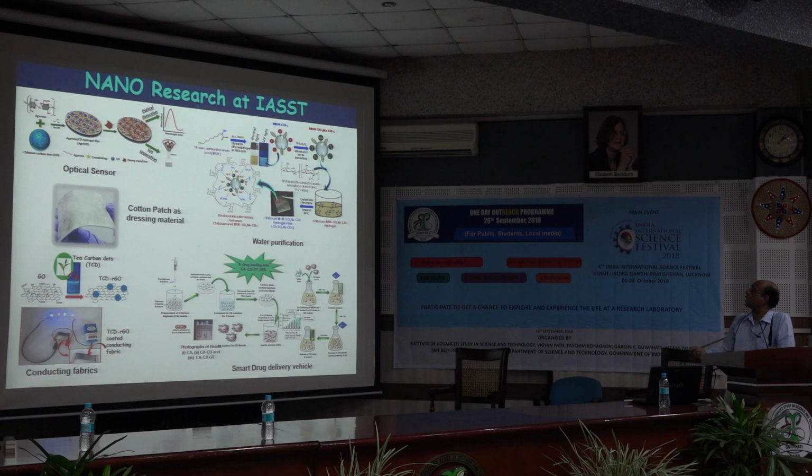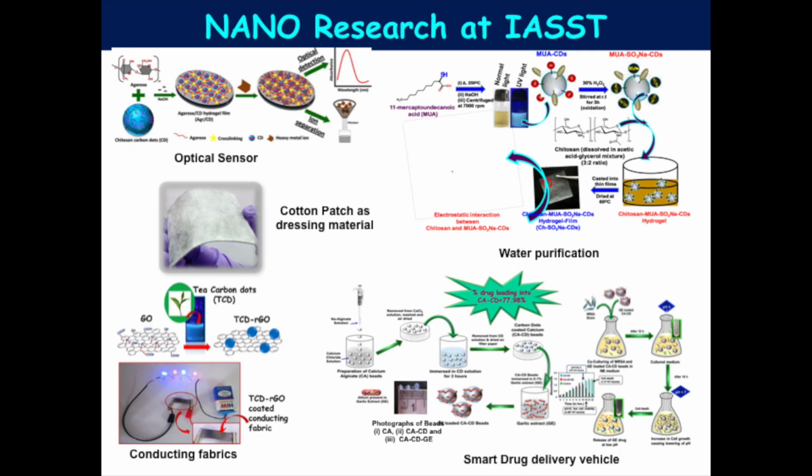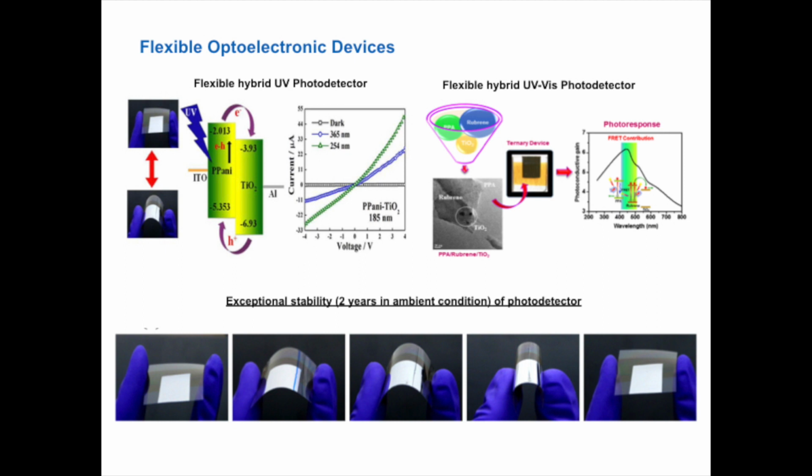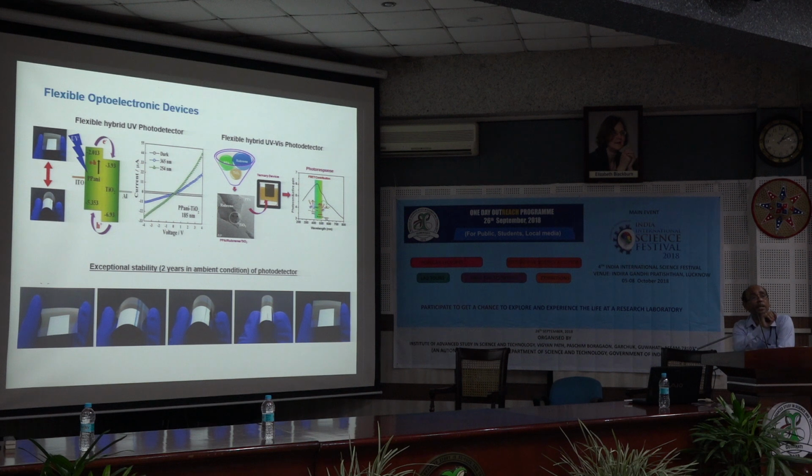We have been working on different types of nanomaterials, with the use of nanomaterial in optical sensors, cotton patches as dressing material, as well as conducting fabrics. We have used this for water purification and also for smart drug delivery vehicles. Our group also worked on flexible optoelectronic devices. Perhaps you know the solar cells as well as different photodiodes. So we have developed in our group a flexible hybrid UV-based photodetector. Those are useful for detection of different types of light.